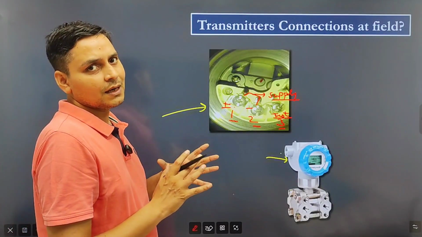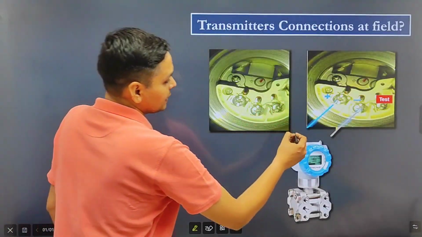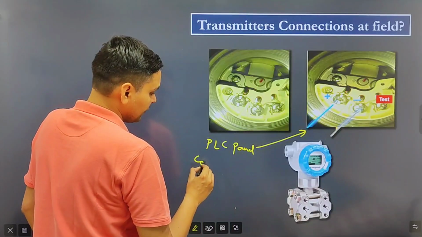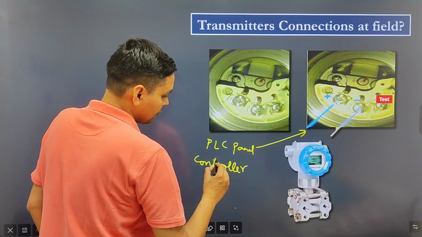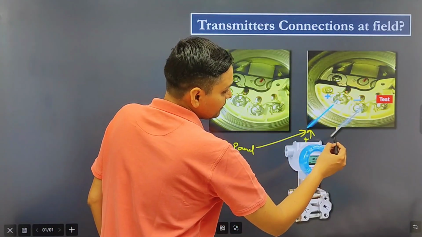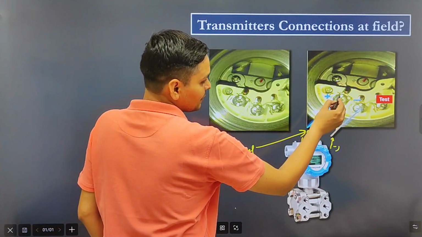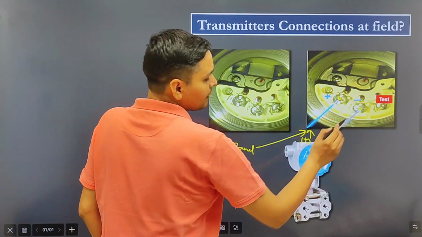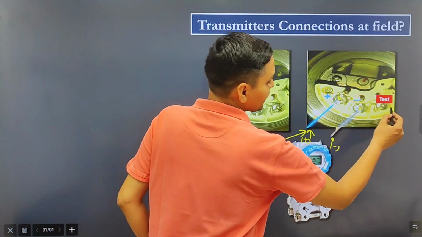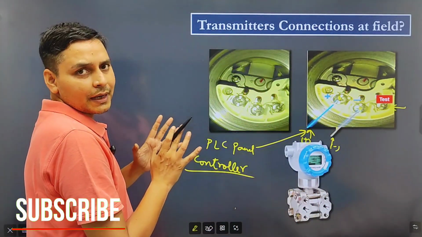Now we will discuss how the connections are made. Connections will be like this. These are the wires from the PLC panel or from any controller. Suppose this is the positive wire and this is the negative wire. The positive wire will be connected at the positive terminal and the negative wire will be connected at the negative terminal. This type of connection will be there, and we will not connect anything at the test terminal. The test terminal will remain empty.